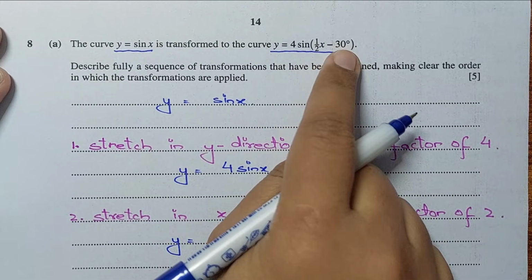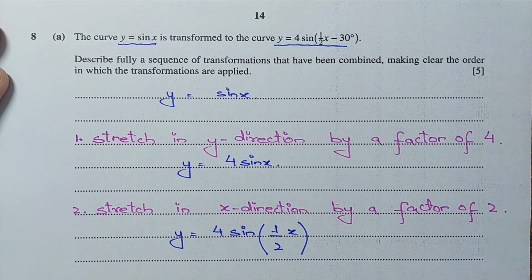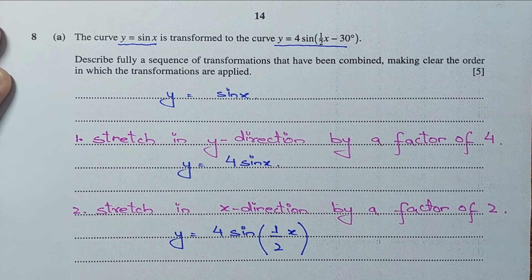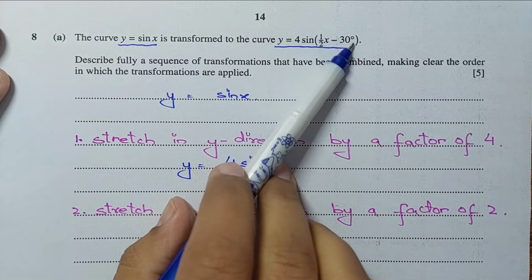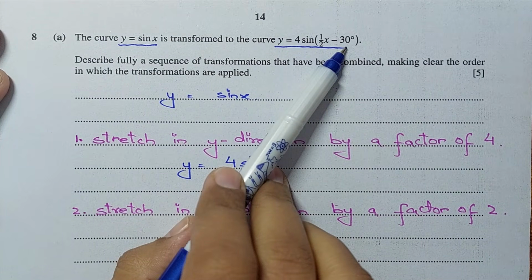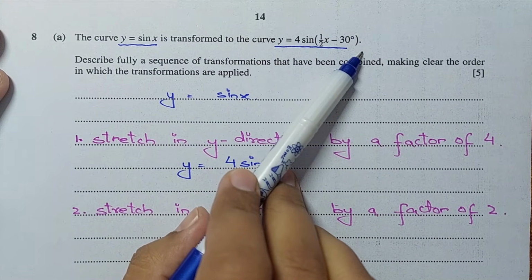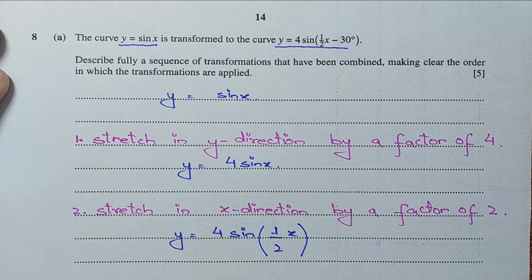Now it is negative 30 as well. With the x value, it's negative 30. So you can see this thing is only with x. So we have a horizontal translation 30 units to the right. It's negative, so it's right. If it is positive, it's towards left.